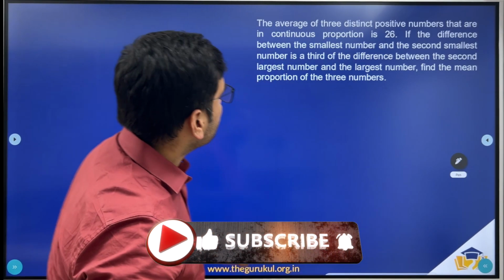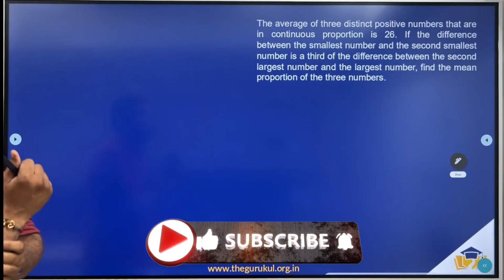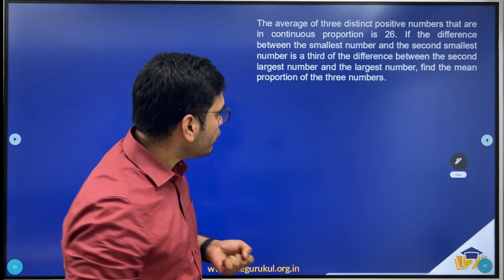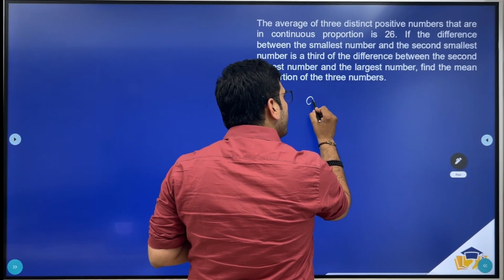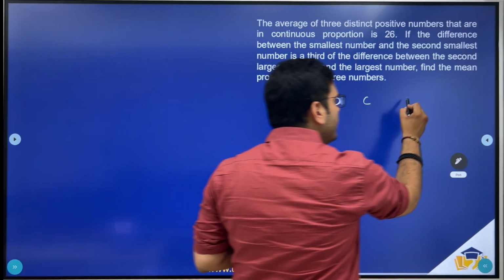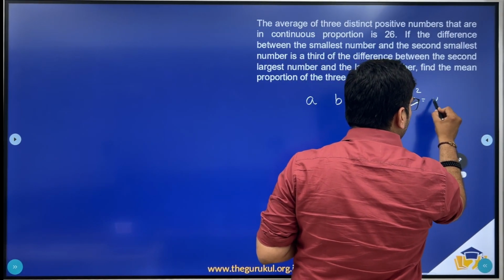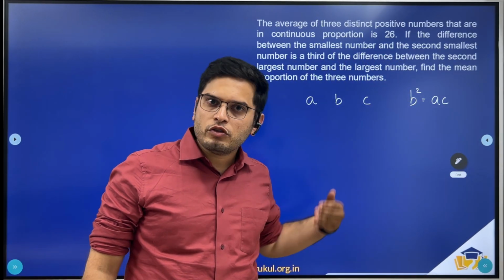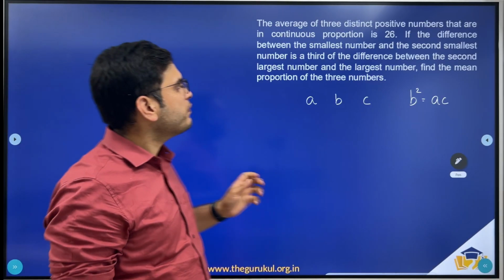Now coming to the second question: the average of 3 distinct positive numbers that are in continuous proportion is 26. What do you mean by continuous proportion? If I tell you that A, B and C are in continuous proportion, then B square should be equal to AC, which is nothing but A by B equal to B by C. So B square will be equal to AC, right?